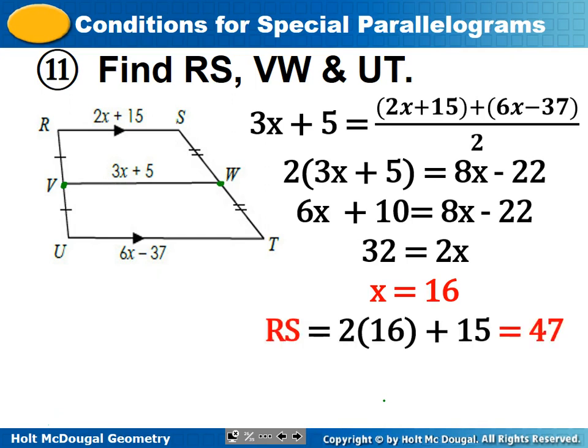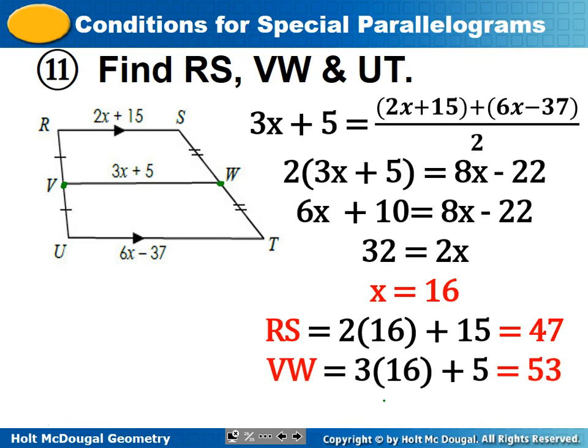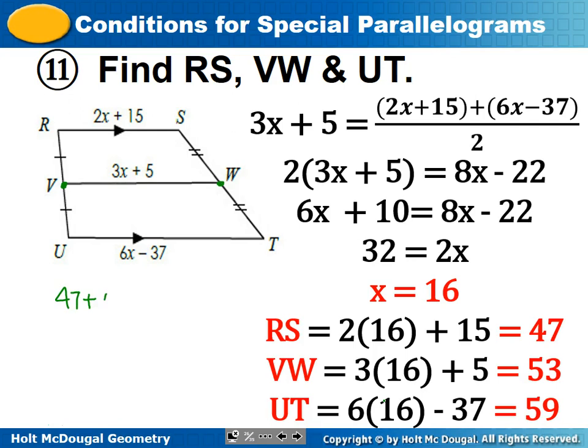So RS is 47, VW is 53, and UT is 59. Here again, if we want to check this, we would do 47 plus 59 and divide that by 2. 47 plus 59 is 106, and half of 106 is 53. And that is what we got for that measure.